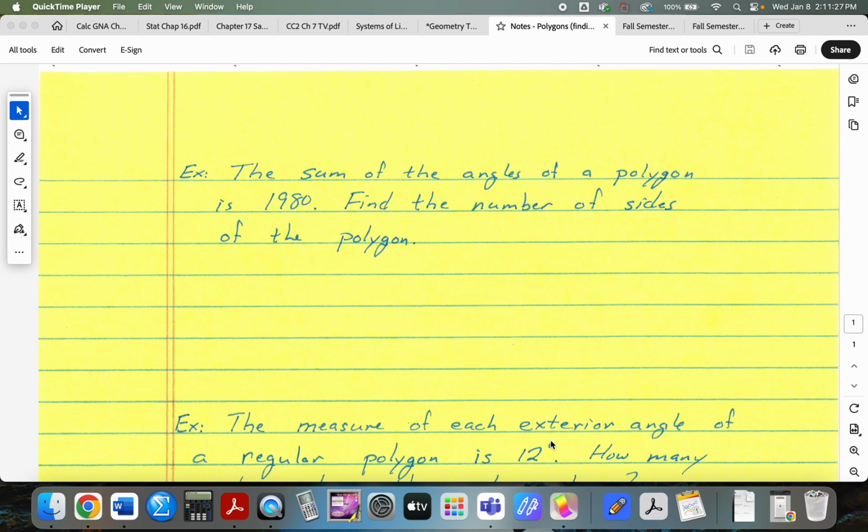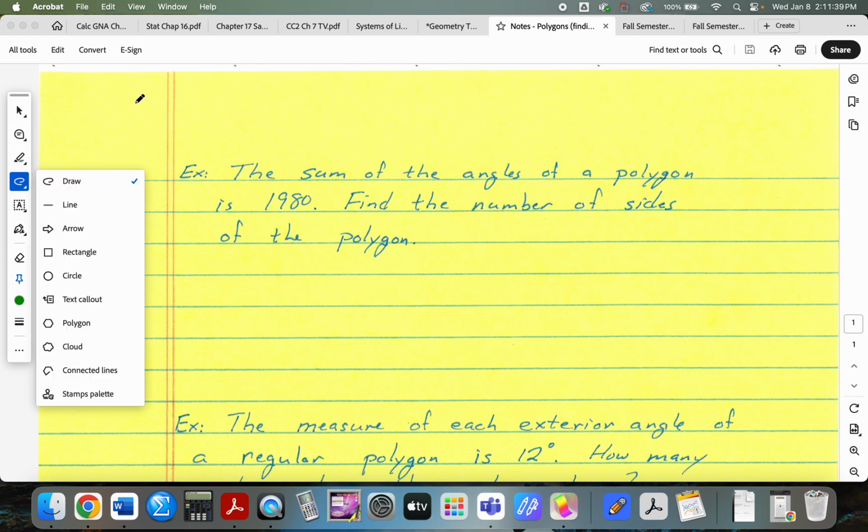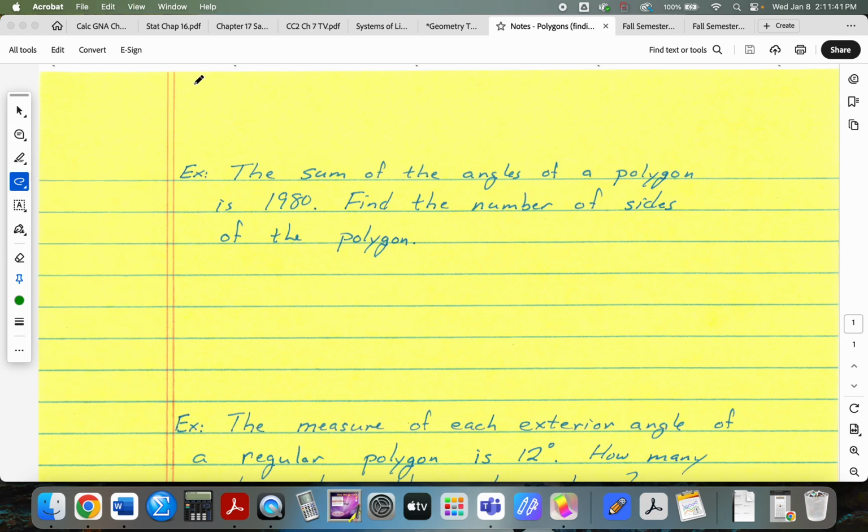Let's write out the formulas that you're going to need for this. Basically there's 4 formulas that you're going to need. One of them is just a straight up memory thing, but here they are. And let's just write this up at the top. The angle sum is equal to n minus 2 times 180.